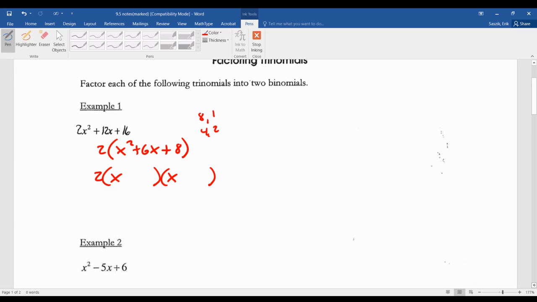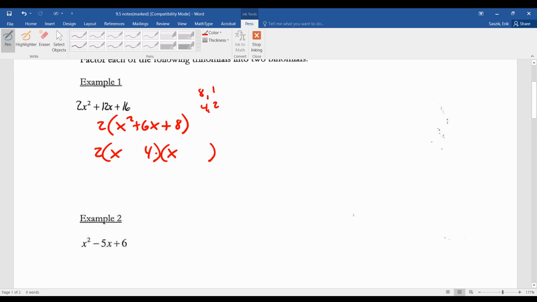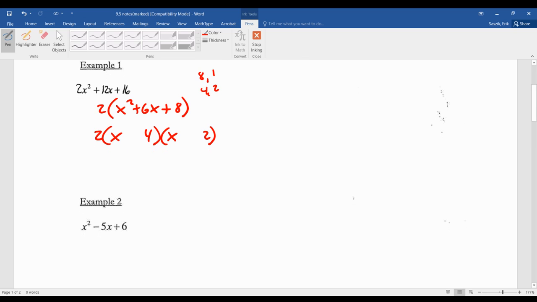Okay, now watch this. 4 and 2. You see here I got 4x, here I got 2x, and together that can make 6x. So the last thing I fill in is the signs. If everything's positive here, everything's going to be positive here.